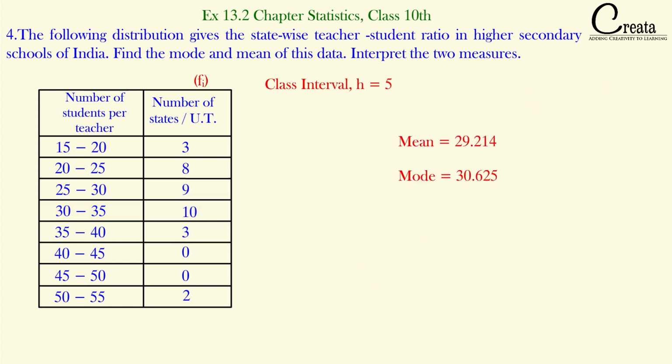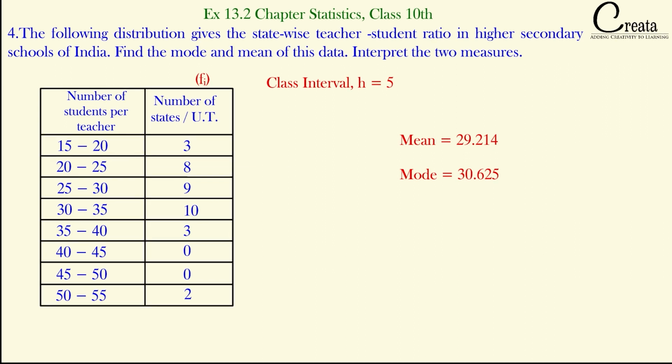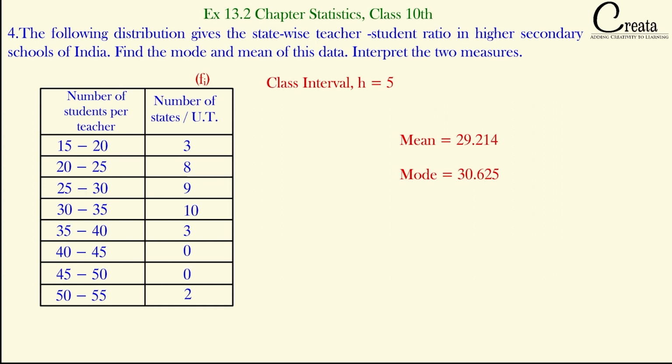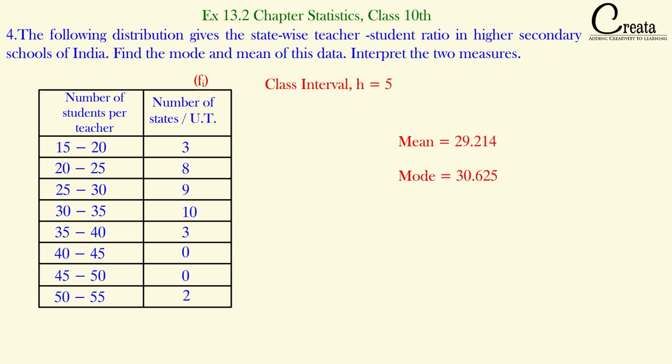What is mode? Mode is the number which is repeating the maximum number of times, and mean is the average. You can check our video in which we have compared mode with mean through the power of visualization. Check the link in the description. So we got the mean as 29.214 and the mode as 30.6. Mean is the average and mode is the number which is repeating the maximum number of times.